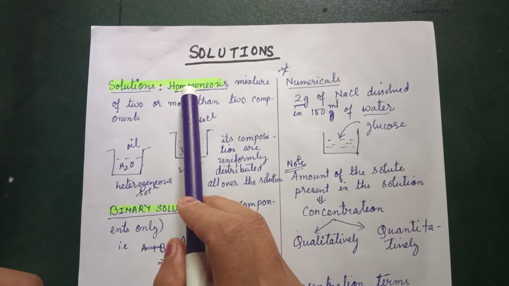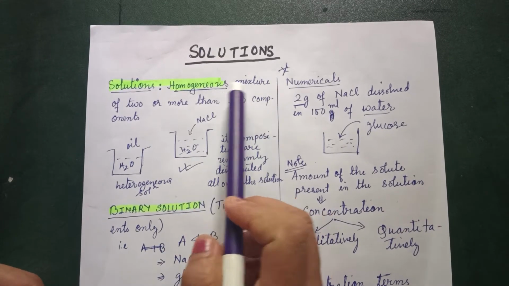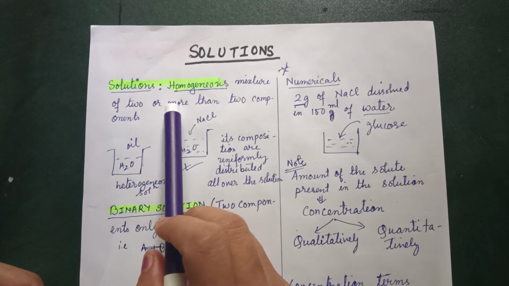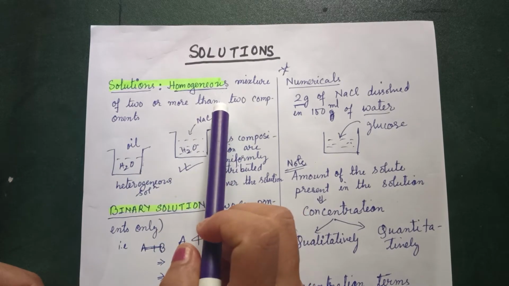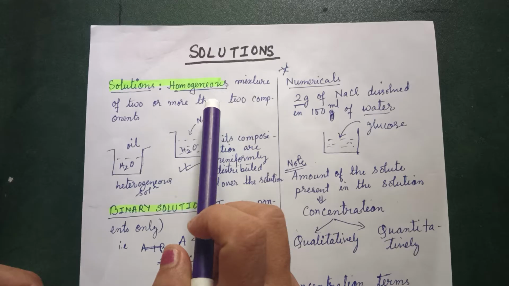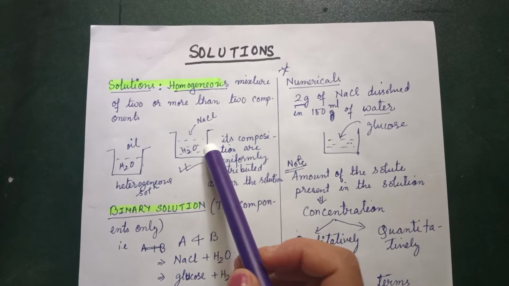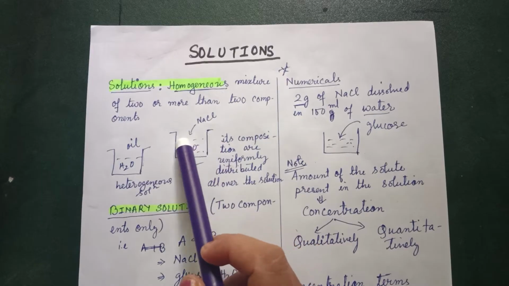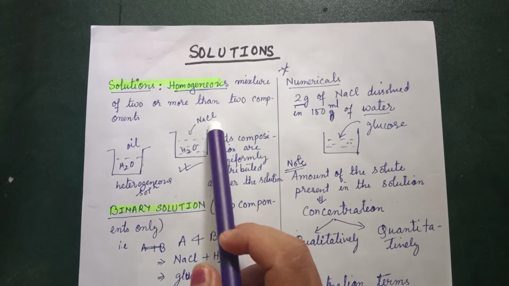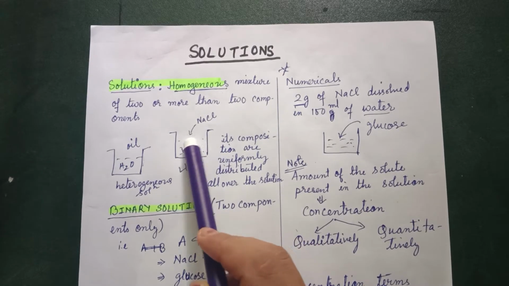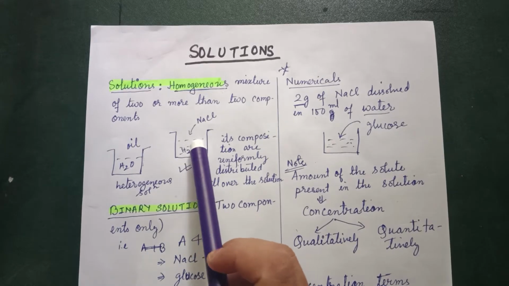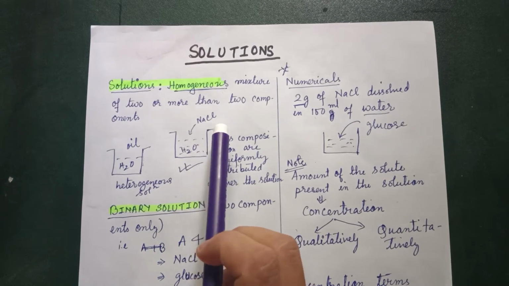Solution means it is the homogeneous mixture of two or more than two components. That means it can be a mixture of either two or more than two components. So let us take a homogeneous mixture. Let us say this solution is a homogeneous mixture. I have added salt and water here and mixed it together, and this solution is called a homogeneous mixture.